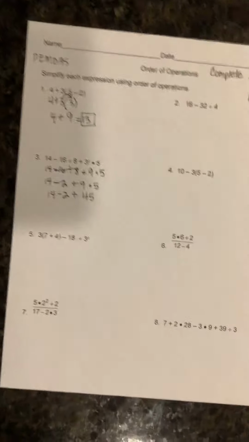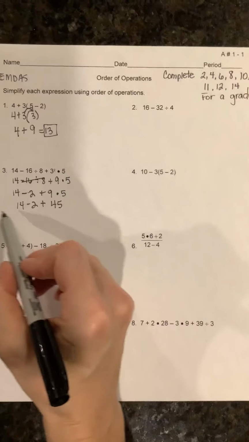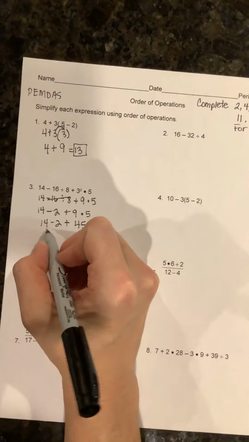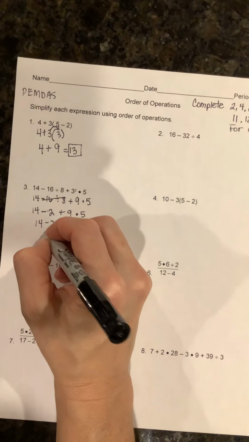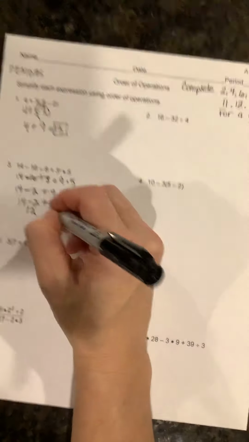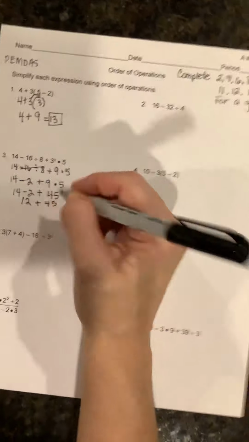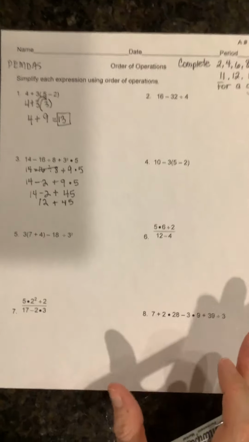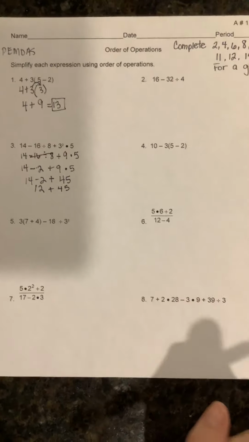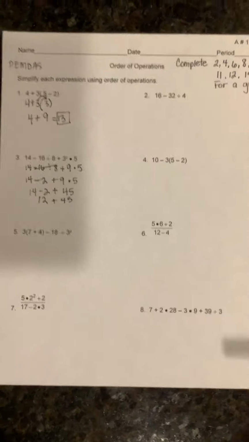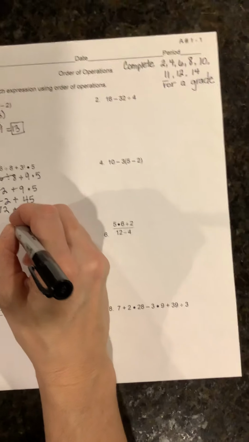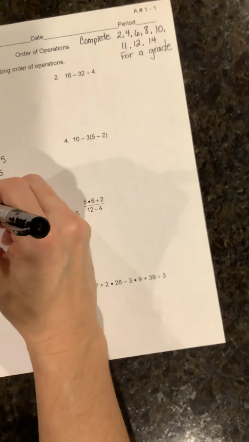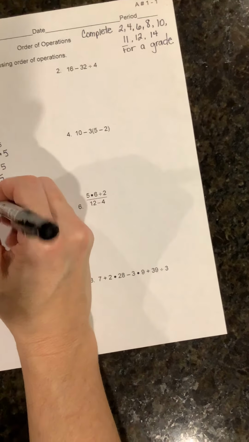And now I'm left with subtraction and addition. So I can complete those in any order, but I'm going to complete them in the order that they come in the equation. So 14 minus 2 is 12 plus 45. And then when I add 12 plus 45, if you take a minute, you plug that in on your Desmos or your graphing calculator, if you're not sure, that will give you 57 for your answer, sorry.